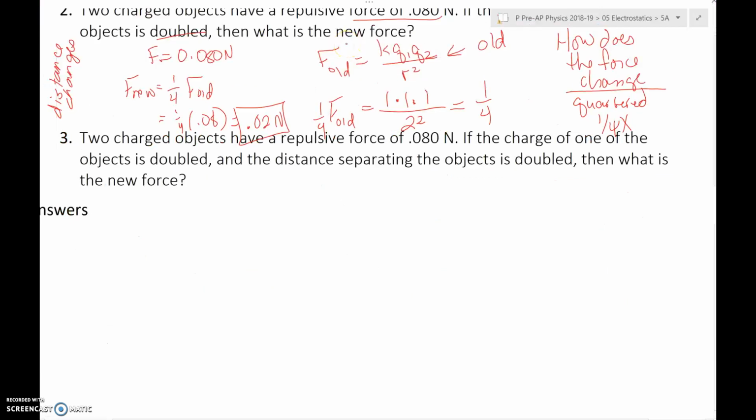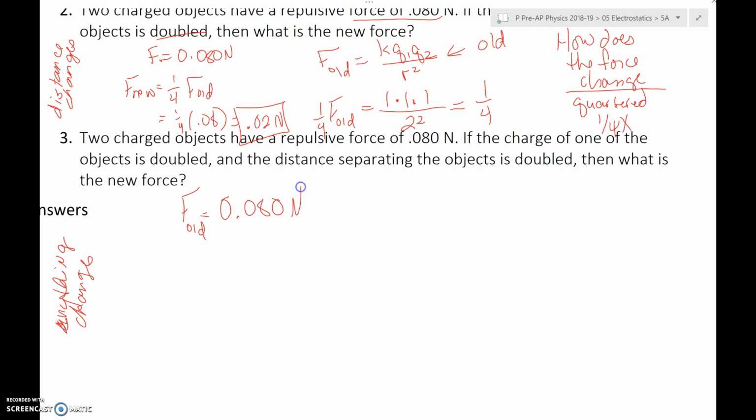So here's our third one. This third one is where anything changes. By the way, it says it has a repulsive force. The original force, or the old force, is repulsive. What does that tell us about the charge on them? How do you know it's negative? How do you know it's positive? What's the rule for repulsive? It just means they're the same. We can't tell if it's positive or negative. We just have to tell that they are the same.